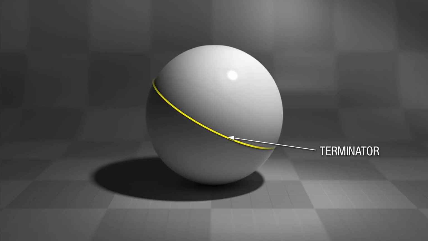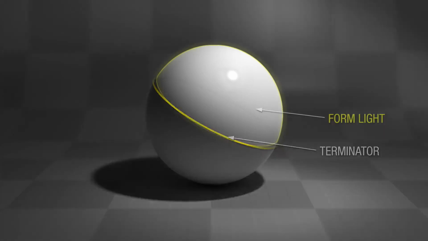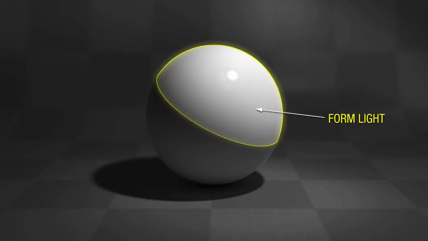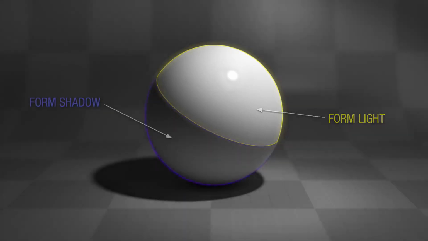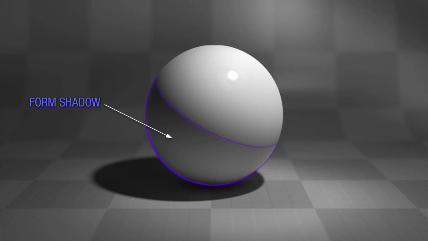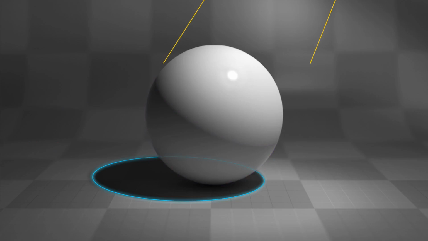The part of an object that is in light is called form light, whereas the part of an object that's in shadow is called form shadow. It's very useful to distinguish between the form shadow and the cast shadow. The form shadow is part of the object you're drawing, but the cast shadow is the result of a projection. Light is hitting the sphere and projecting the cast shadow onto the floor.